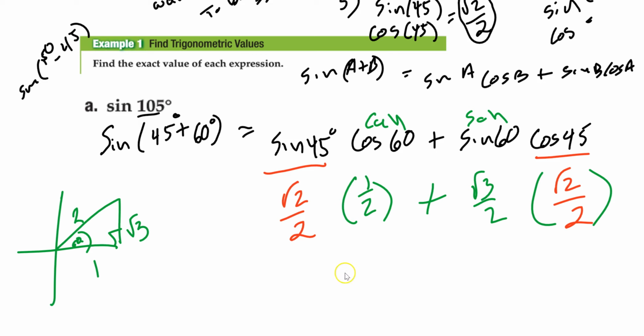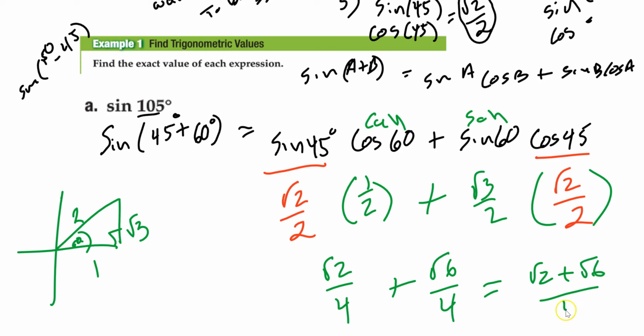So this times this is rad 2 over 4. Remember when you multiply, you multiply across. So I get this, and I can add them up. Now remember when you add, you only add the tops when the bottoms match. So rad 2 plus rad 6 over 4. I can't add 2 and 6, right, because they're both different radicals. So you just leave it like that.